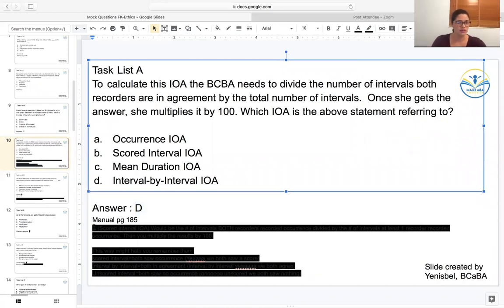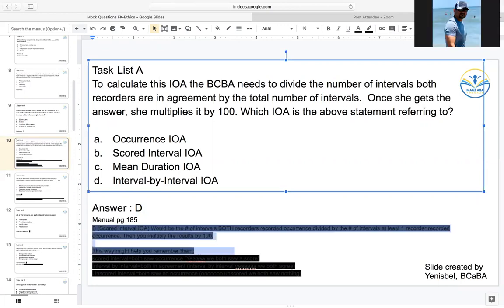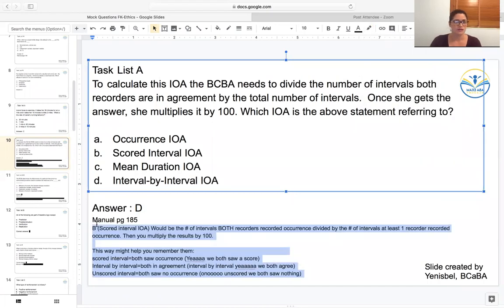Here's why. It's a little tricky because those are confusing. It's interval by interval. So here's the explanation that I gave. I knew that it was going to be a little tricky. So B would be scored interval IOA because the definition would be the number of intervals with both recorded occurrences divided by the number of intervals with at least one recorded occurrence. Then you multiply by 100. So who can point out the difference here?